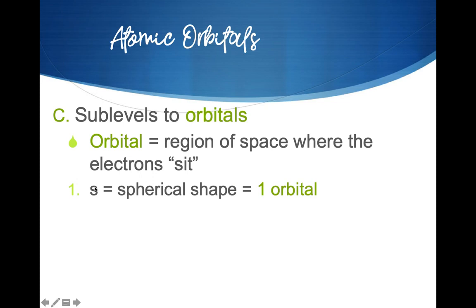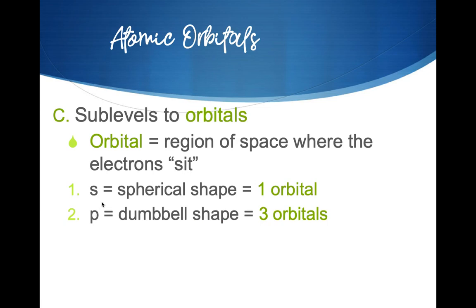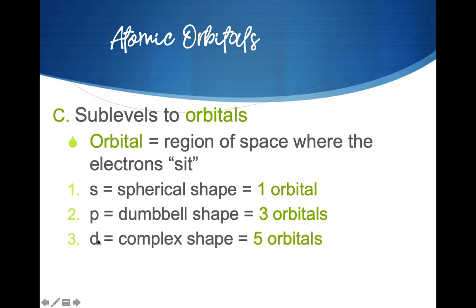And the S sublevel, which is that spherical shape, has one orbital. Because remember, this is the simplest one, the smallest one, so it can just have one orbital. There's just one place where the electrons can sit. The P is a little bit more complicated, so it's a little bit bigger. The P sublevel can have 3 orbitals in it. The D has 5 orbitals, and the F has 7. So you can see that pattern: 1, 3, 5, 7.